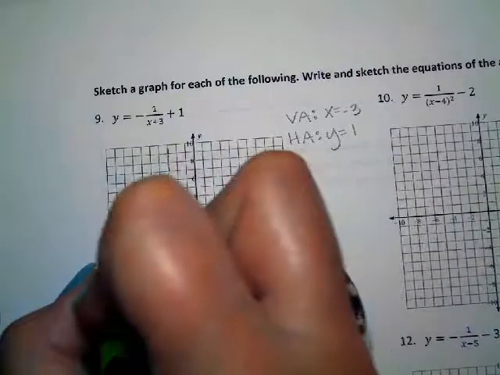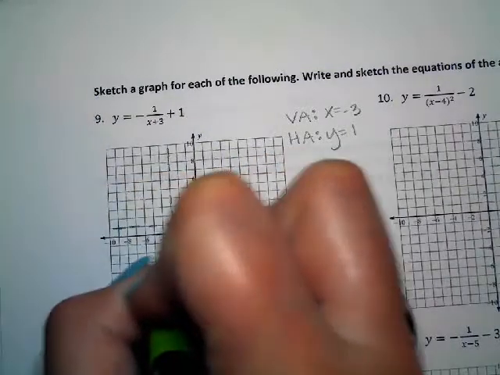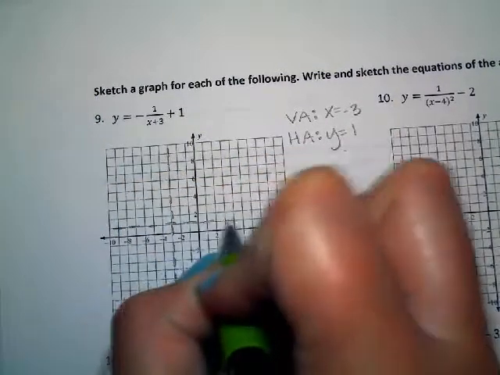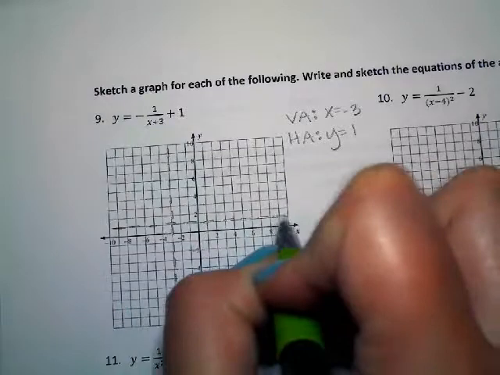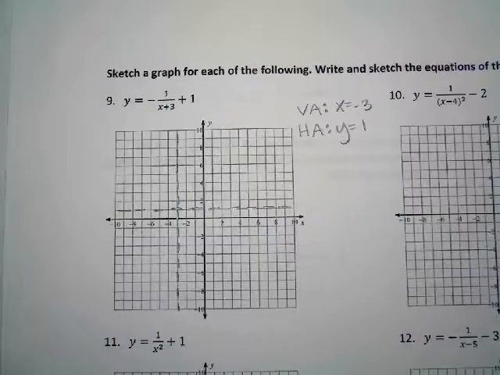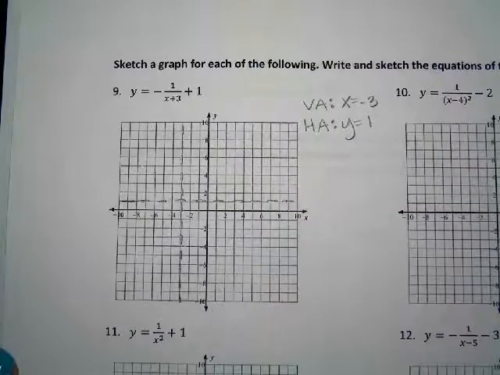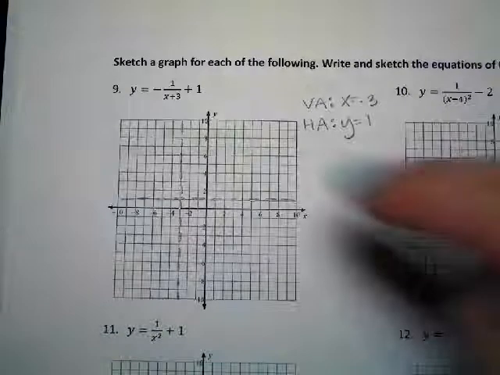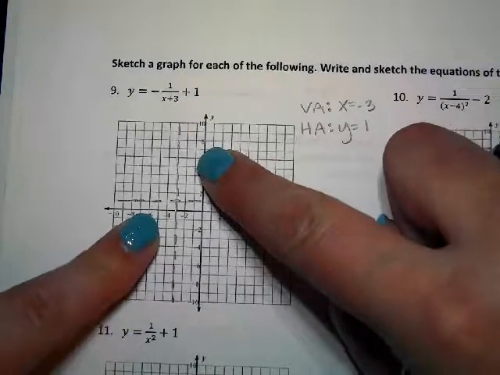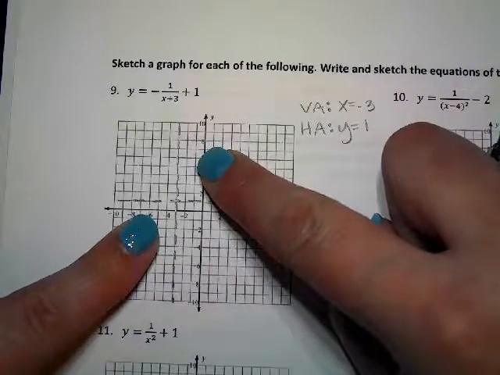You don't even really have to do a table for this one, to be honest, if you understand the graphs well enough. So the positive version of the graph would have been in these 2 corners. We are doing the negative version of the graph. So should we be in these 2 corners? No, we should be in these 2 corners. Okay.